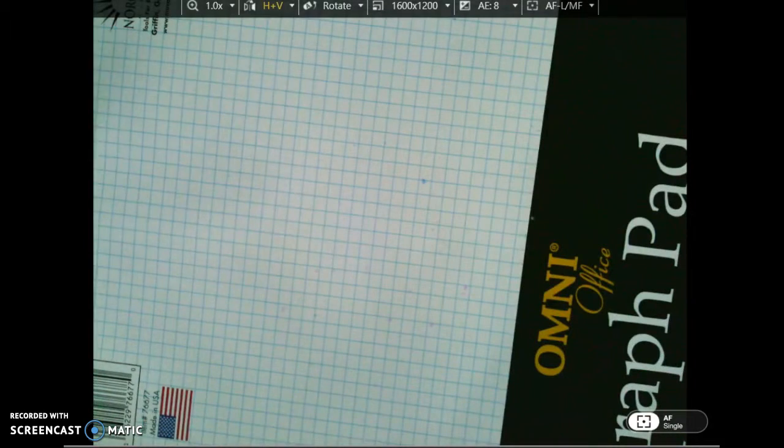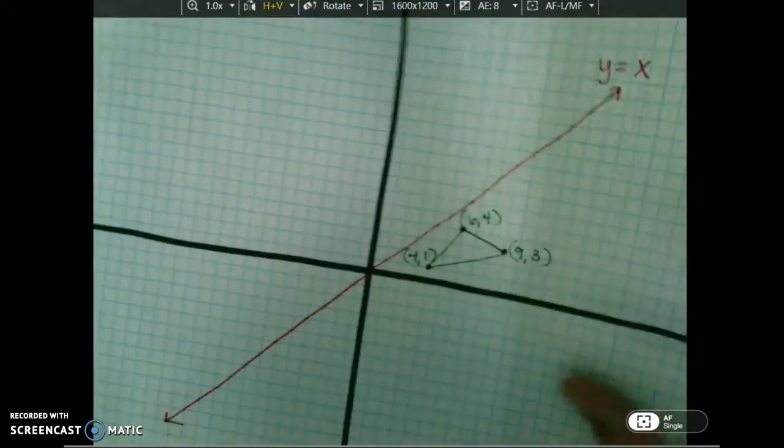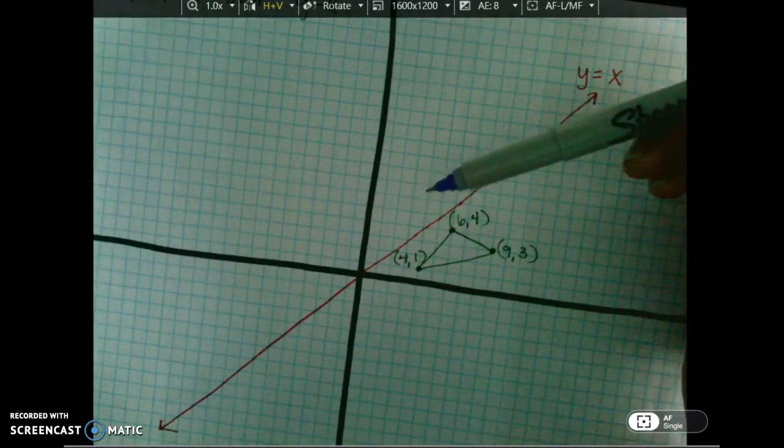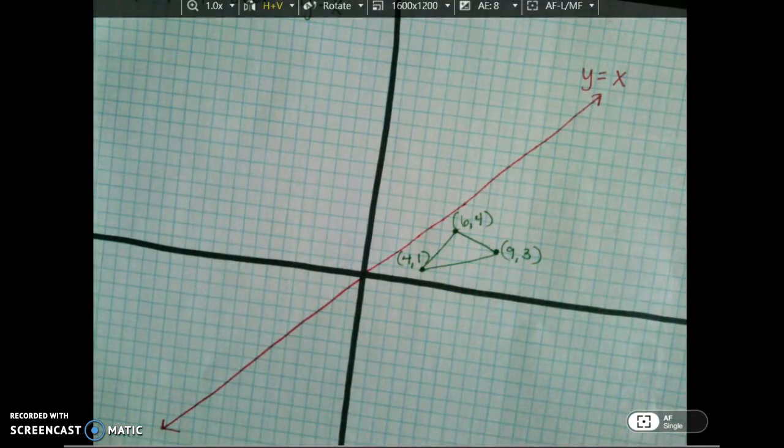Now what happens when I go diagonally? For instance, reflecting over y equals x. I want to reflect over y equals x, flipping over this line. So the way this one works is actually the x and the y change places.